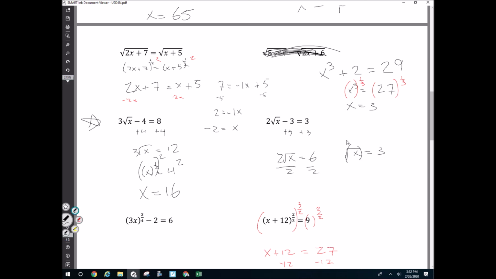We get to the point where we know we square a square root, right? You don't have to rewrite it as a 1/2 power. You can literally stop at root x, square both sides, x is 9. Did you guys get x equals 9? Okay.